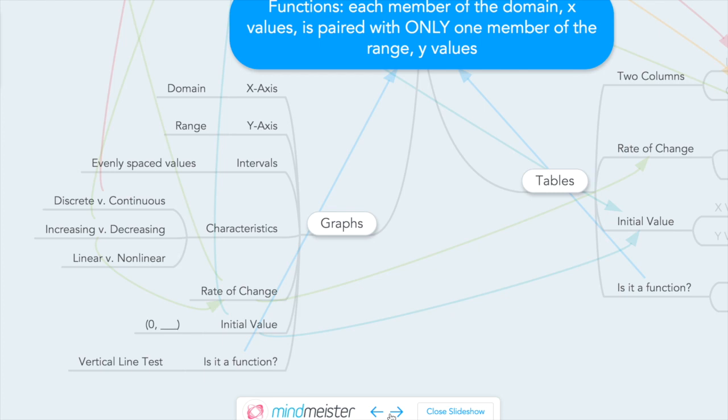Another way that we can describe graphs is increasing or decreasing, and that is determined by your rate of change or slope, and linear or nonlinear, and we've already talked about how to determine that. Your initial values show up as 0 something, which is your y value, and then how do we know if it's a function? It would have to pass the vertical line test.